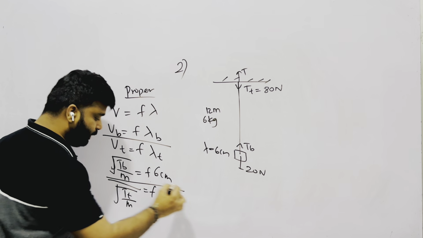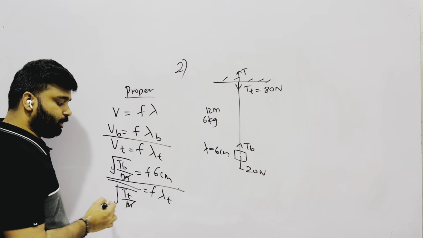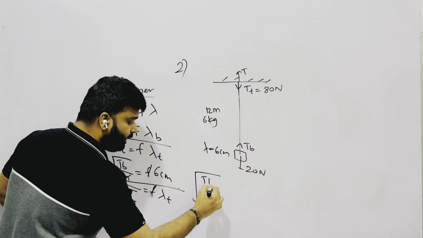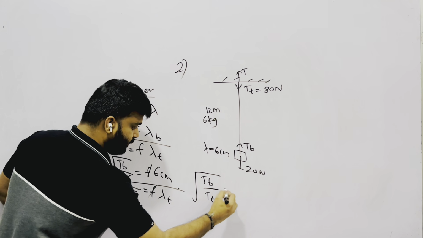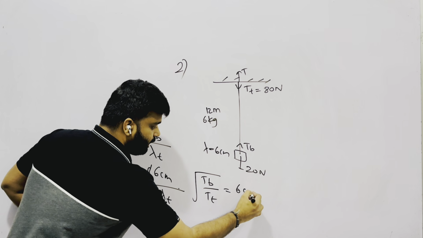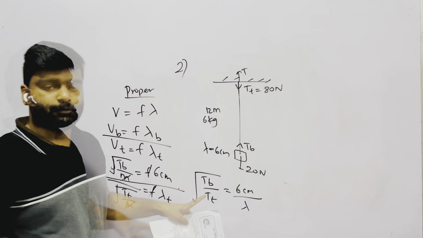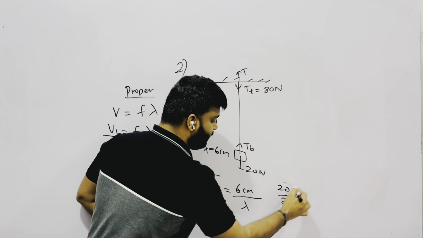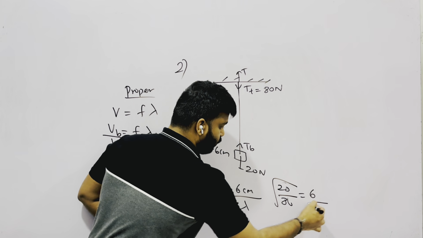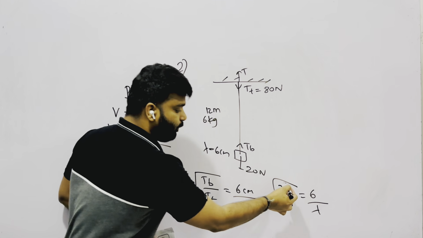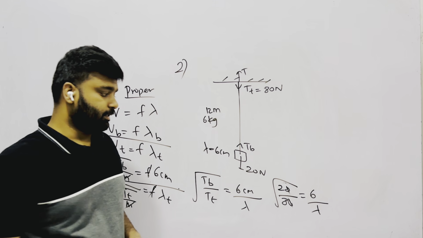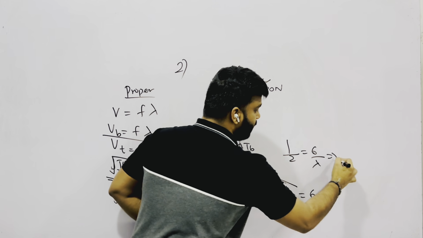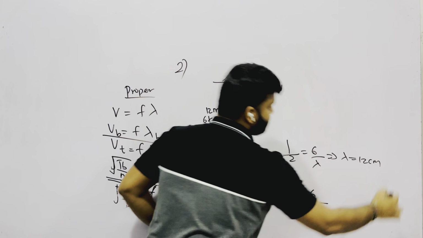If you divide 1 by 2, m will be cut off, f will be cut off, and the square root of TB over TT is equal to 6 centimeter over lambda. You can substitute here. The tension at the bottom is 20, top is 80, that is equal to 6 over lambda. Then 0 and 0 will be cut off. 1 by 4 is in the root. If you take it out, half is equal to 6 by lambda. Therefore, lambda is equal to 12 centimeter.